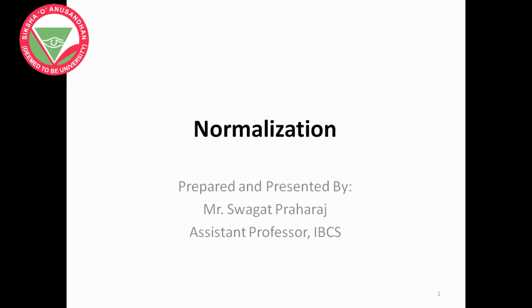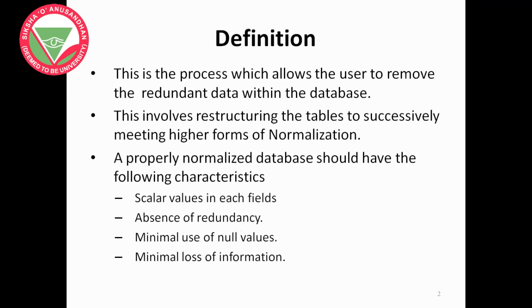So let us start with the video. We'll start with the definition of normalization. Normalization is the process which allows the user to remove redundant data within the database. Redundant data means repeating data which are there within the database. This involves restructuring the table into meeting higher forms of normalization.